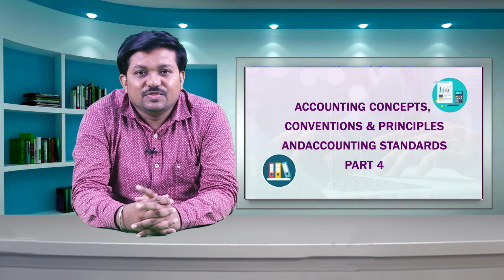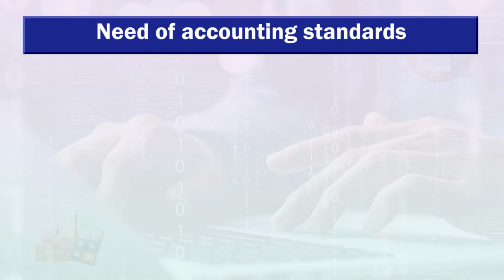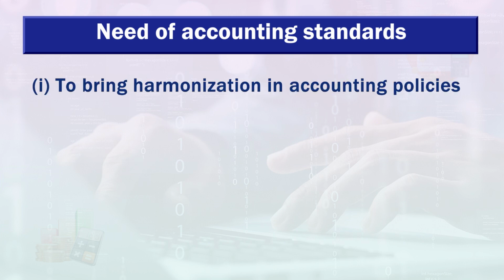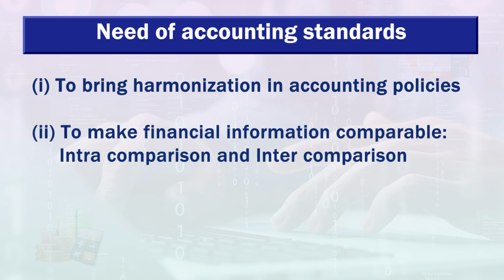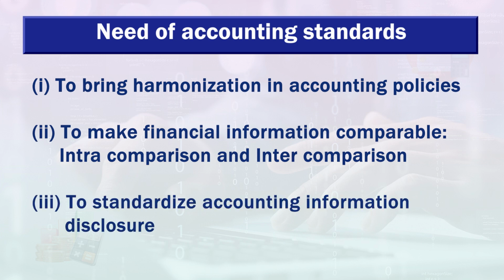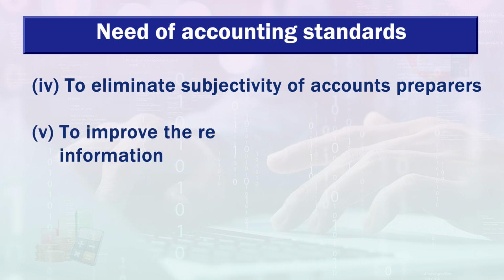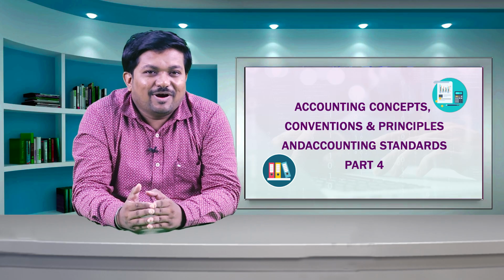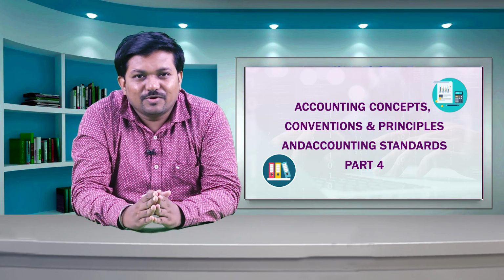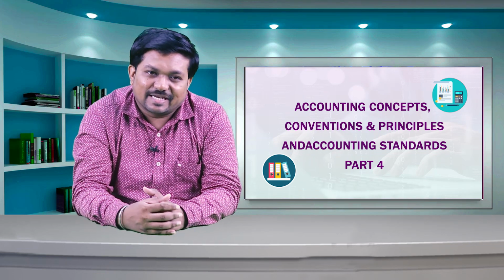Let us understand need of accounting standards. Need of accounting standards. Number 1, to bring harmonization in accounting policies. Number 2, to make financial information comparable, that is intra-comparison and inter-comparison. Number 3, standardize accounting information disclosure. Number 4, to eliminate subjectivity of accounts preparers. And number 5, to improve the reliability of accounting information. How accounting standards are useful to different stakeholders, let us see that aspect.